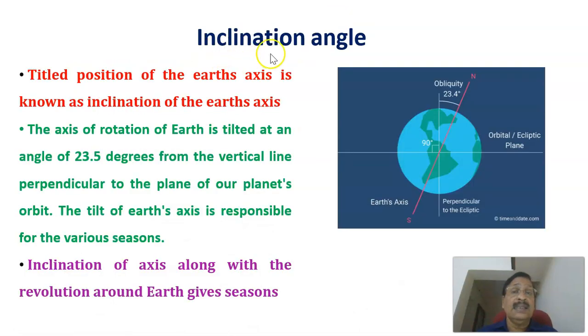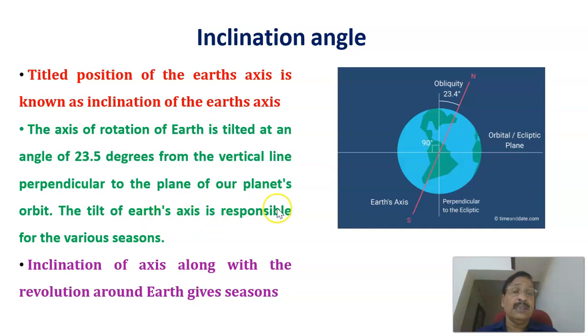One is the inclination angle. That is, the tilted position of the earth's axis is known as the inclination angle of the earth's axis. The axis of rotation of the earth is tilted at an angle of 23.5 degrees from the vertical line, 23.5 degrees perpendicular to the plane of our planet's orbit.